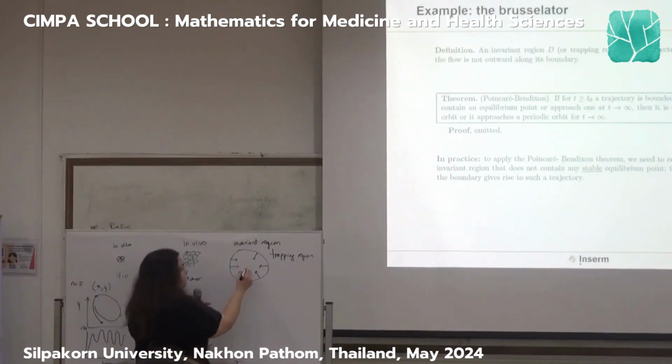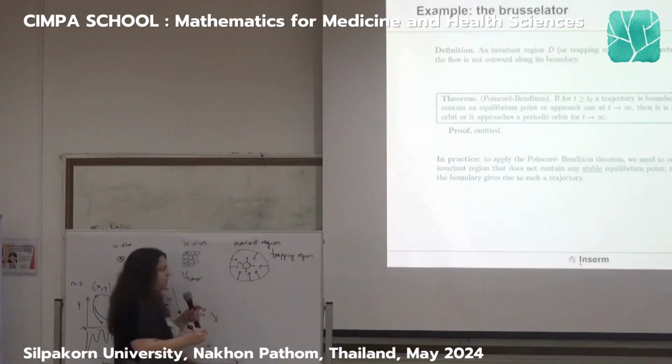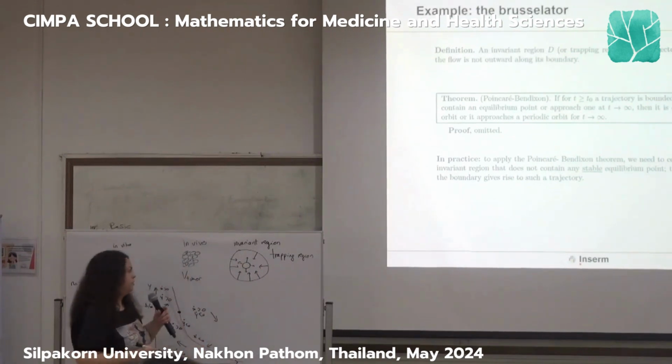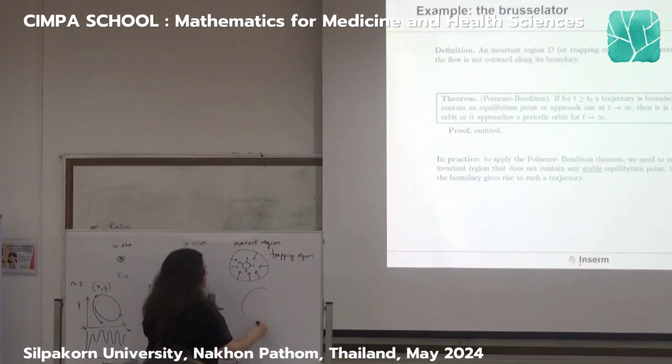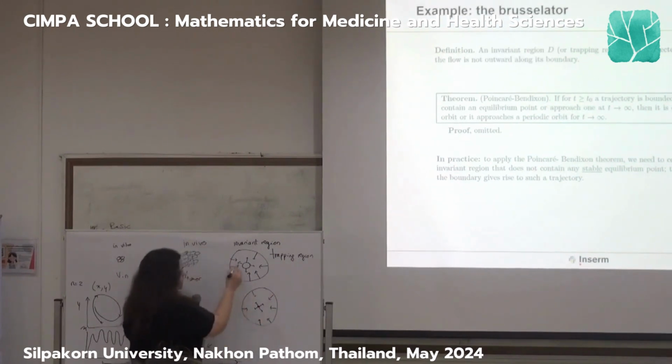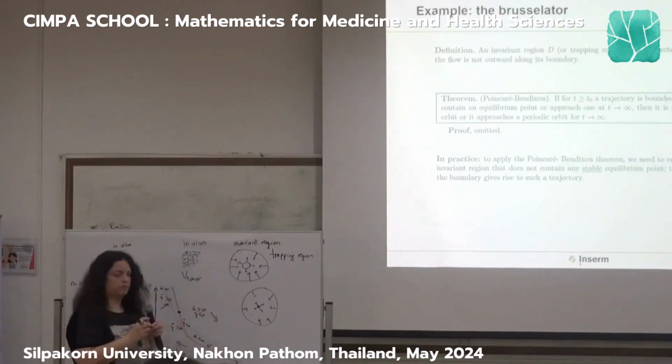And imagine that you have a small hole here. This is okay. If you have a flow like this, this is still a trapping region. And actually, if you reduce that to a single point, you get something like this. If you have an unstable equilibrium, this is still a trapping region because your flow is still pointing inward. So all these would be examples of trapping regions.